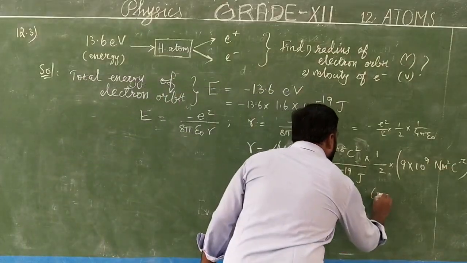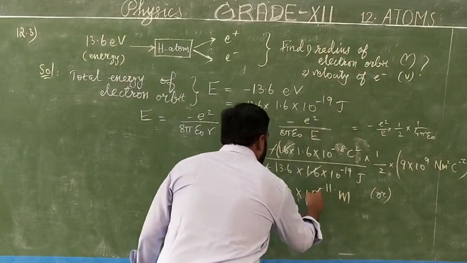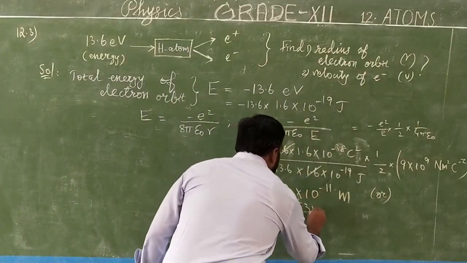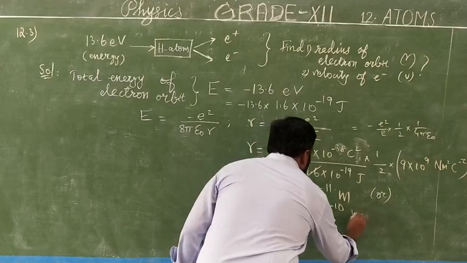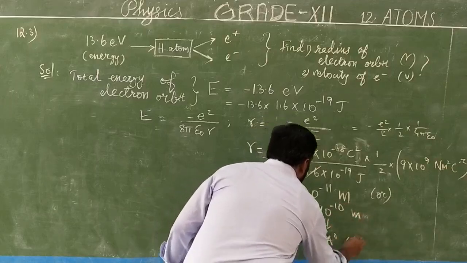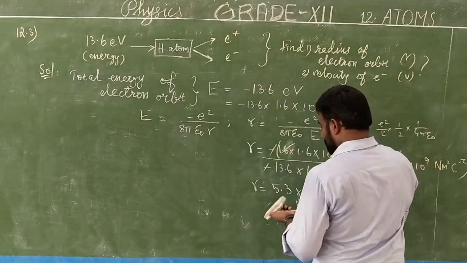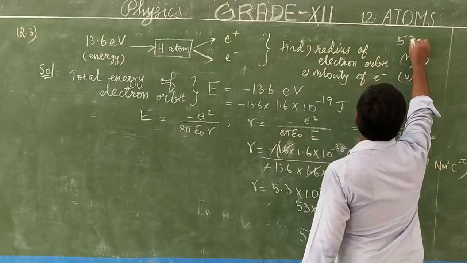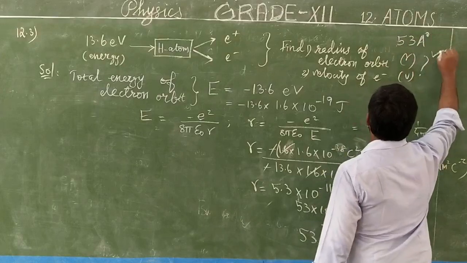Or if you remove the 1/10, it becomes 53 into 10 to the power minus 10 meter. So you can say it is 53 Angstrom. So you got the radius value, 53 Angstrom. Next we are going to find the velocity of the electron in orbit.